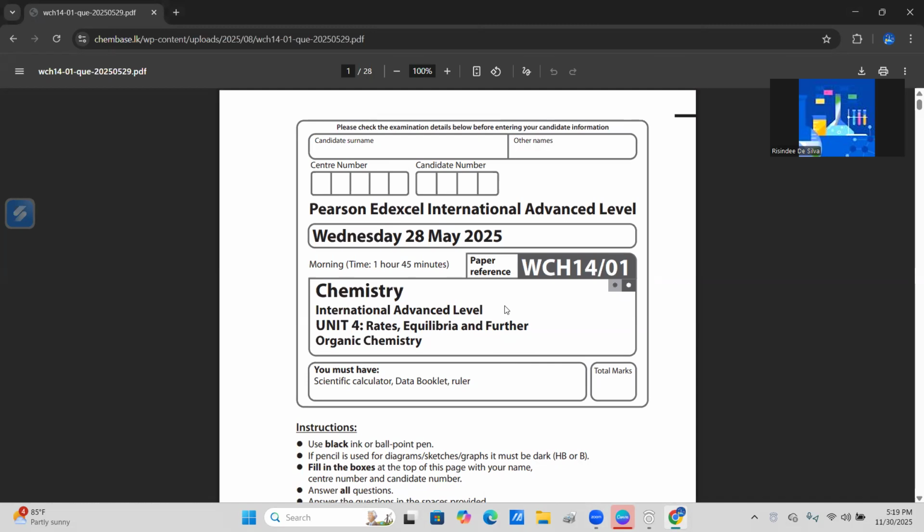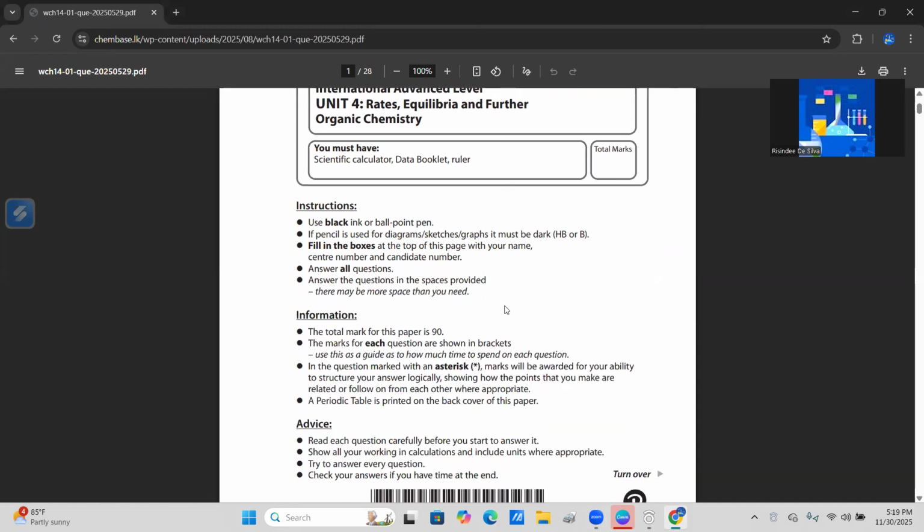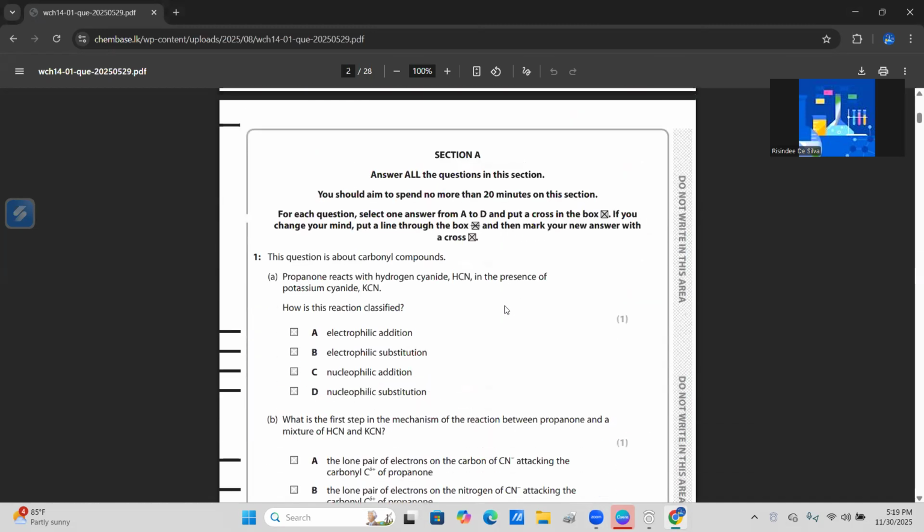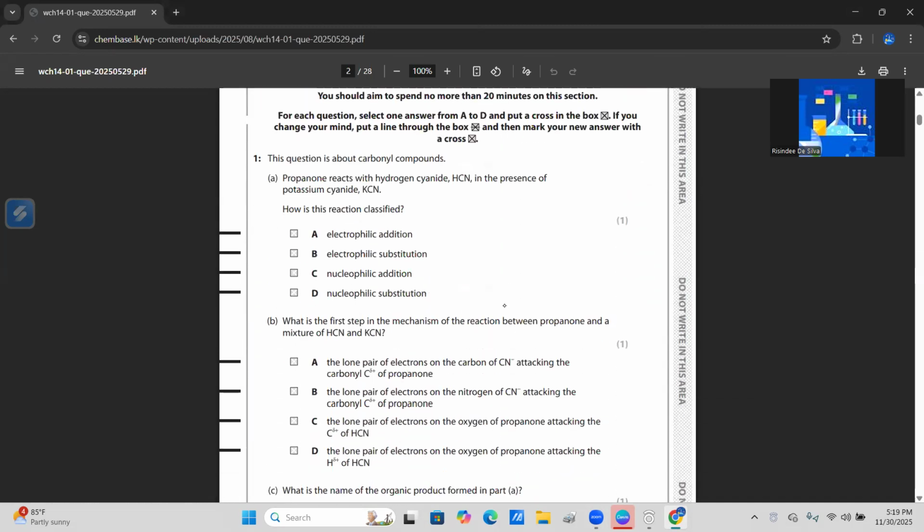Today we are going to discuss May 2025 Unit 4 MCQs. So we'll see the first question. This is about carbonyl compounds. Before answering this, I want you all to know something that you should know, right? If it is alkanes, children, all alkanes will undergo only free radical substitution reaction.